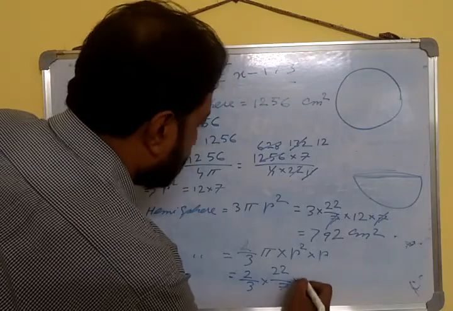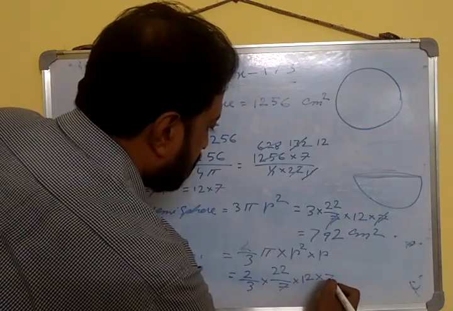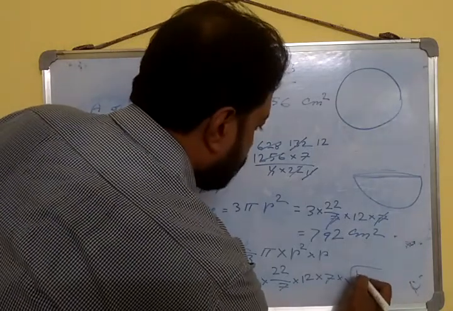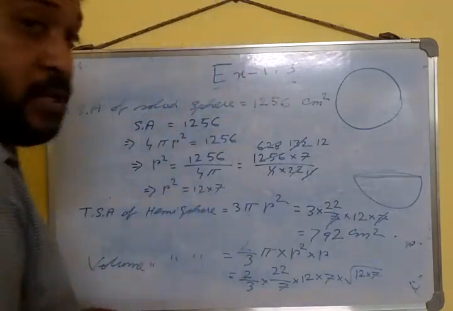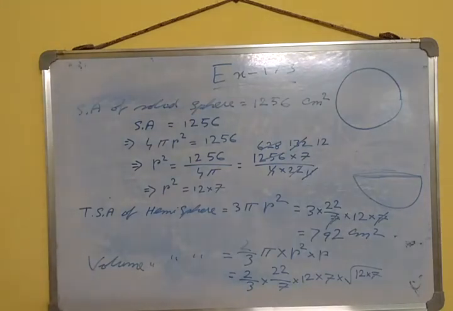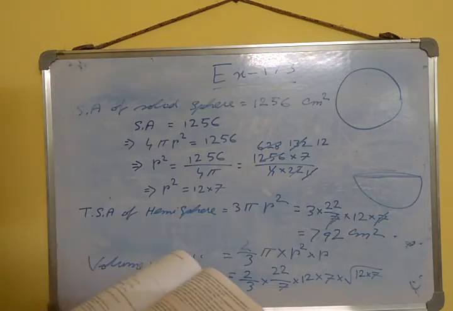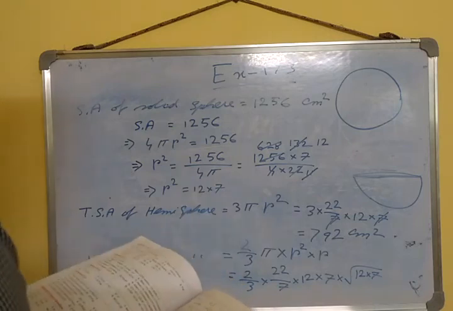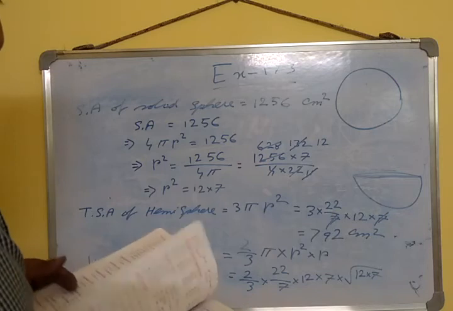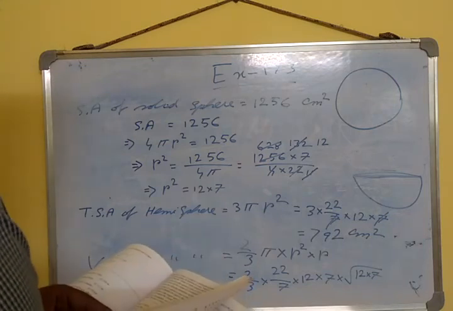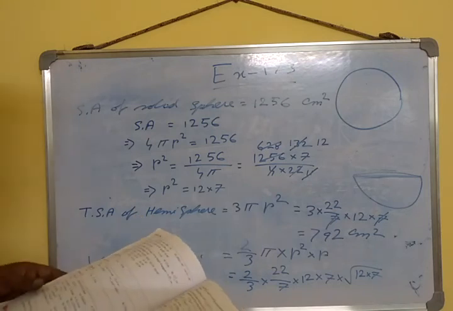22 by 7 into 12 into 7 into root over of 12 into 7. This is coming here. And in this case the decimals will arrive maybe. Unfortunately, in question number 16, they used pi is equal to 3.14. That is why the calculation is possible by them. But we never use that one. That is why we are facing the problem.